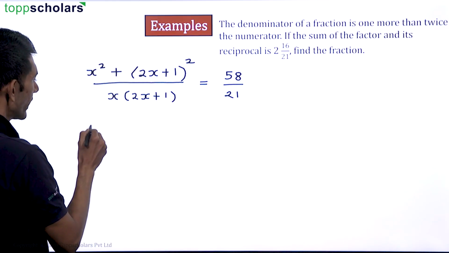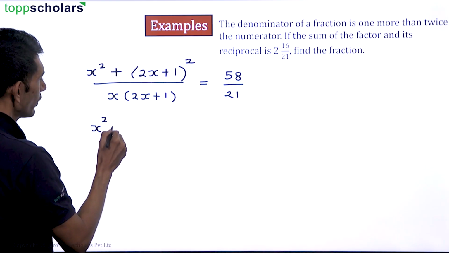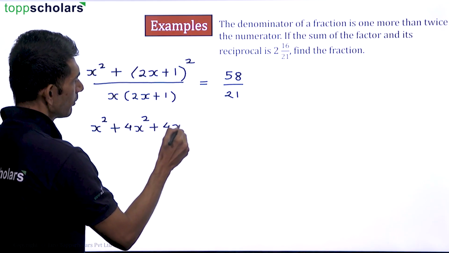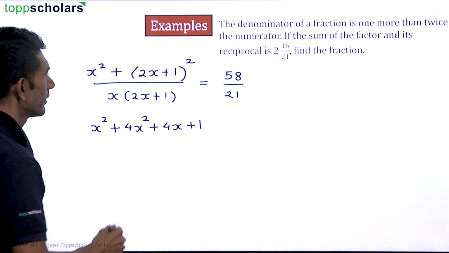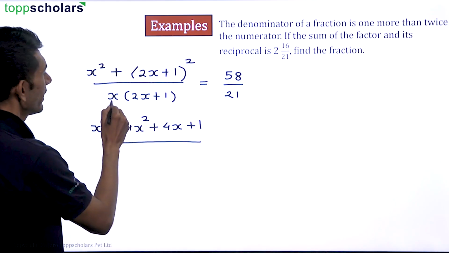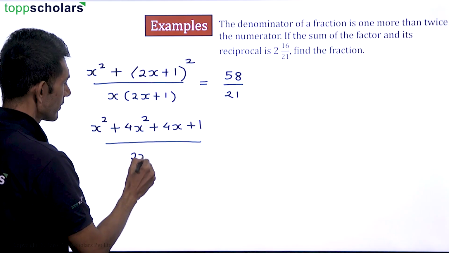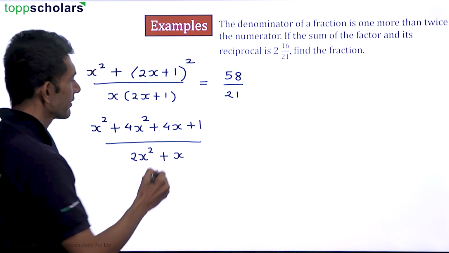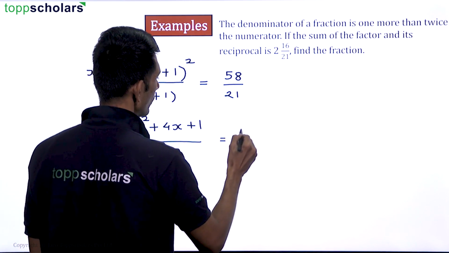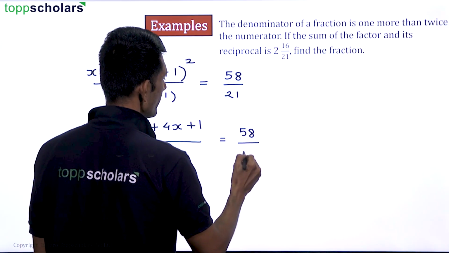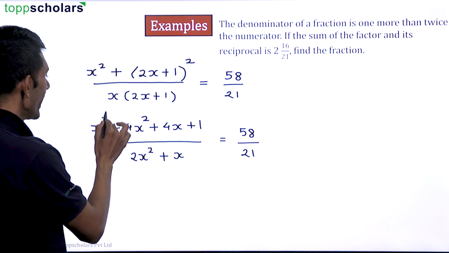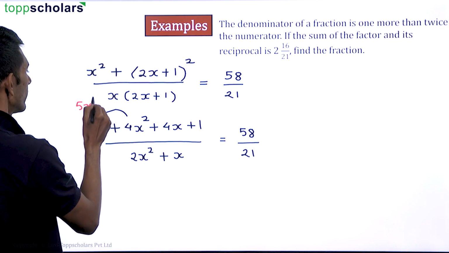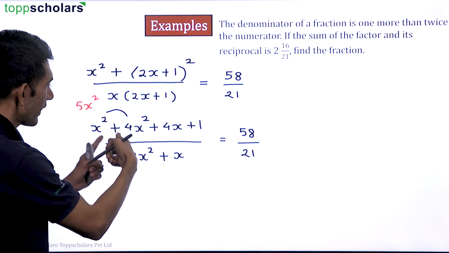If you solve this, you are going to get x square plus 4x square plus 4x plus 1 by x into 2x is 2x square plus x is equal to 58 by 21. Now x square plus 4x square is 5x square. See, this is 5x square already, right? So 5x square plus 4x plus 1.